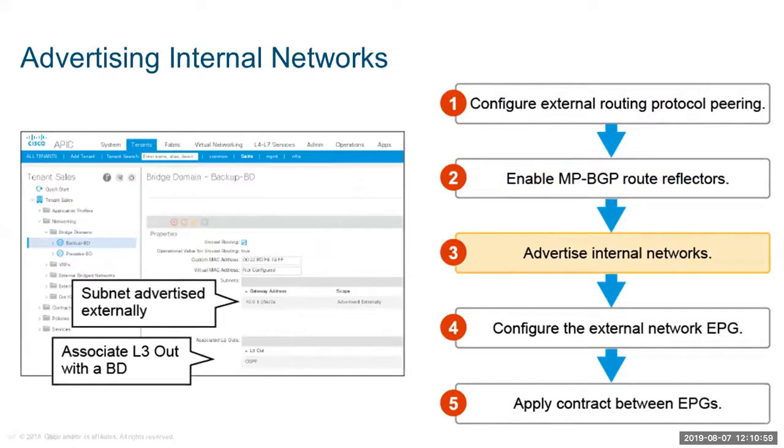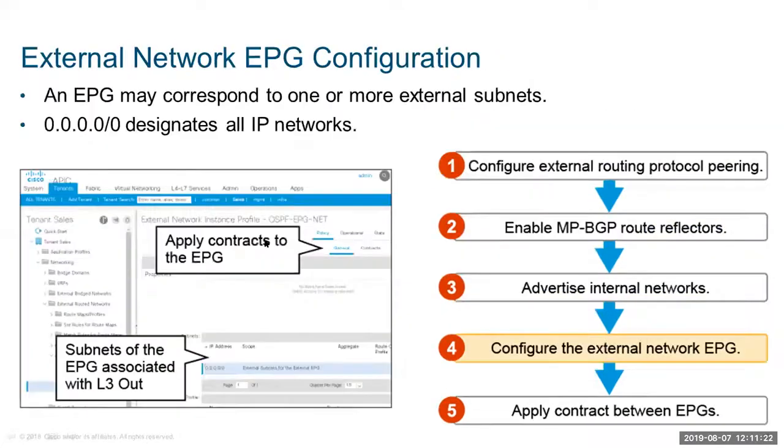On your IP subnets within the bridge domain, scroll down until you find the section to choose. No, there's no checkbox here. I'm not seeing it. They got the wrong screenshot here. Let me see if they have the screenshot anywhere else.